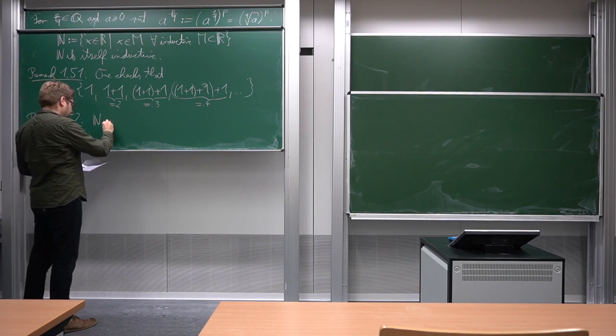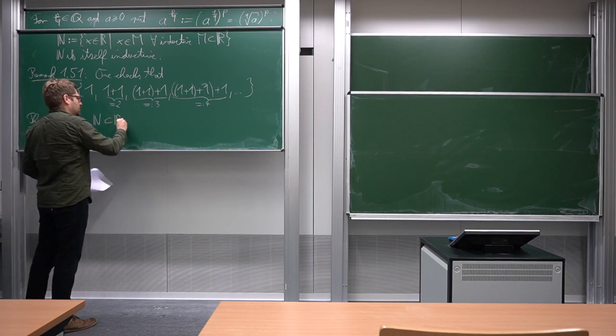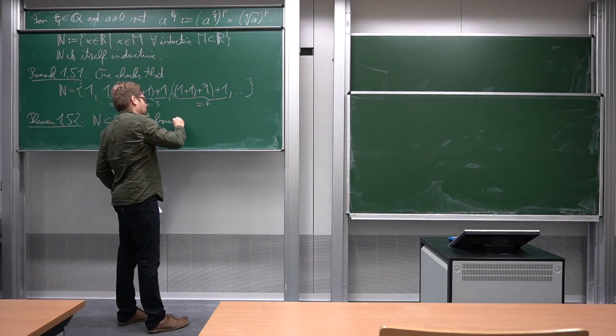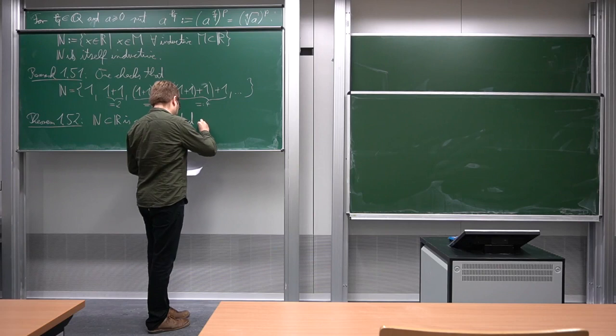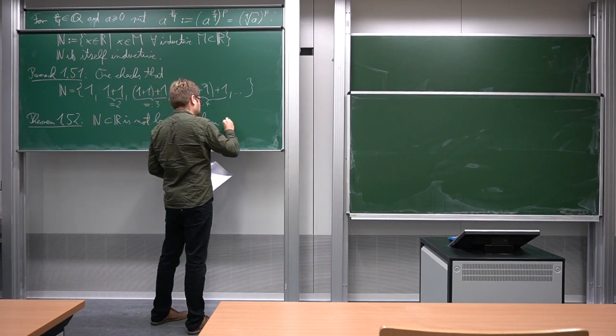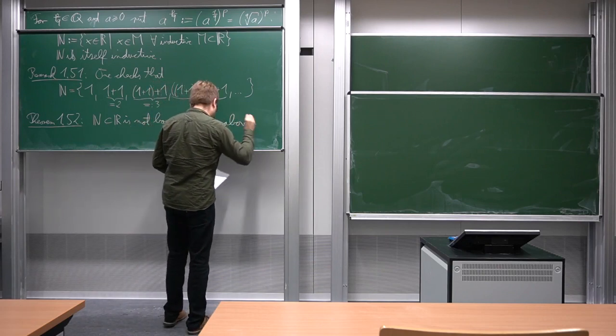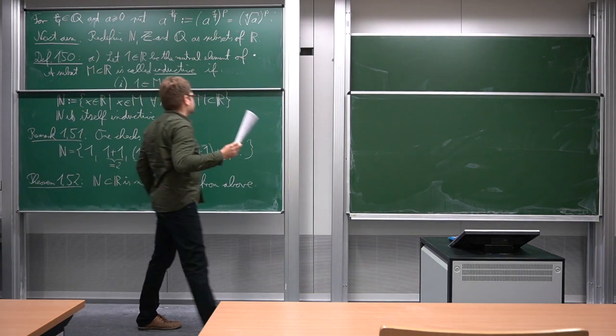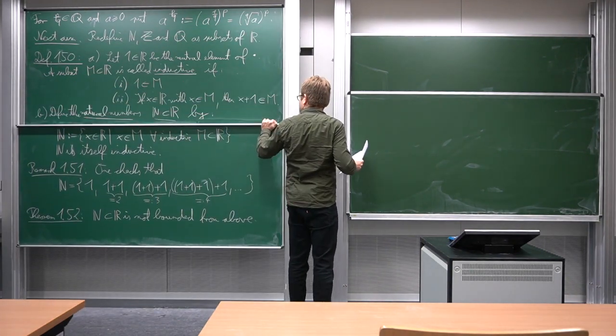Namely, the set N as a subset of R is not bounded from above. So we get infinitely big natural numbers. And this we can now prove using this defining property as the set of elements which are in every inductive subset.